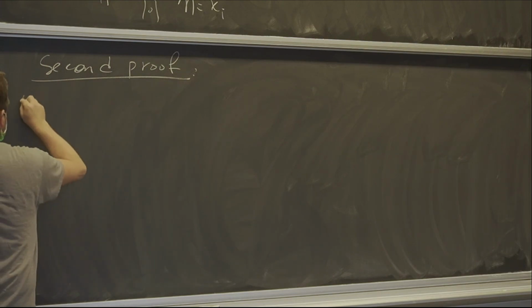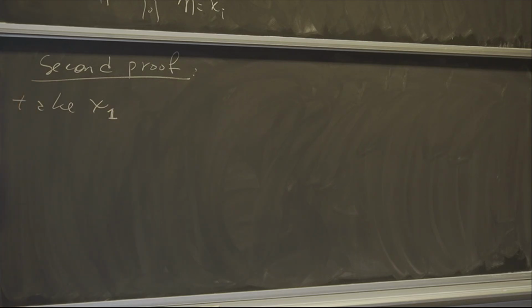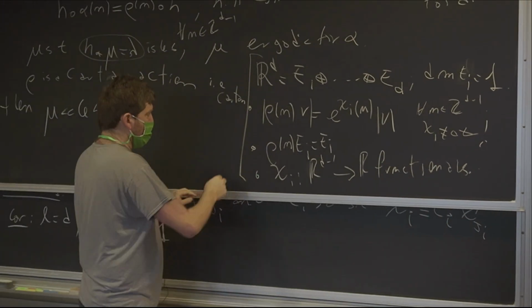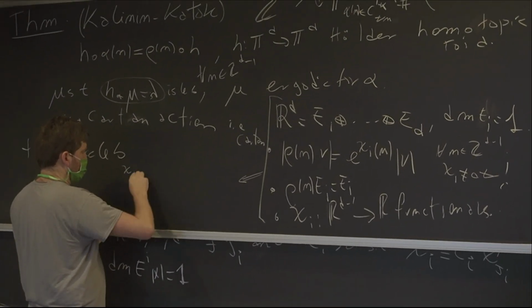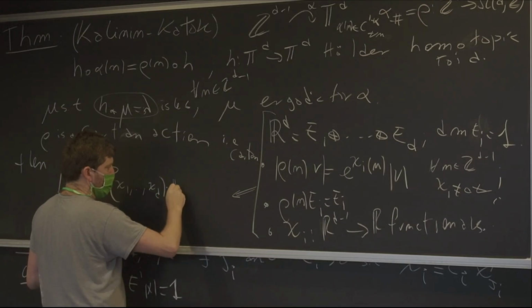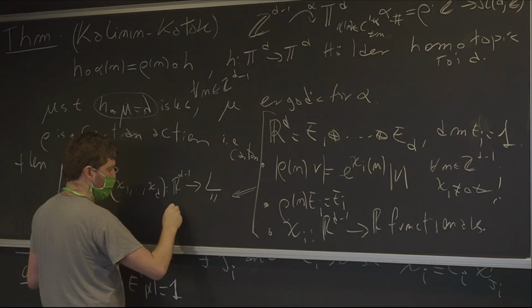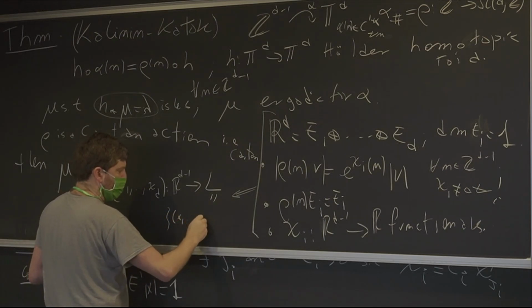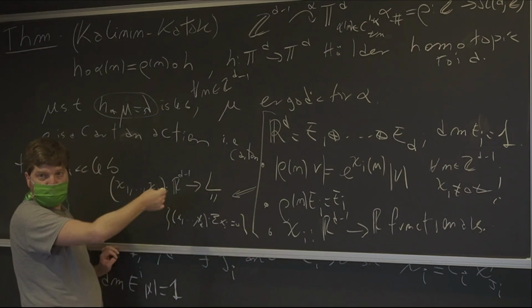Take, say, chi1. Okay? And remember what I said, which is a consequence of this picture, that when I take chi1, ..., chi d here as a function from R^(d-1) into this space, which is all the x1, ..., xd such that the sum of xi is 0, this is an isomorphism.